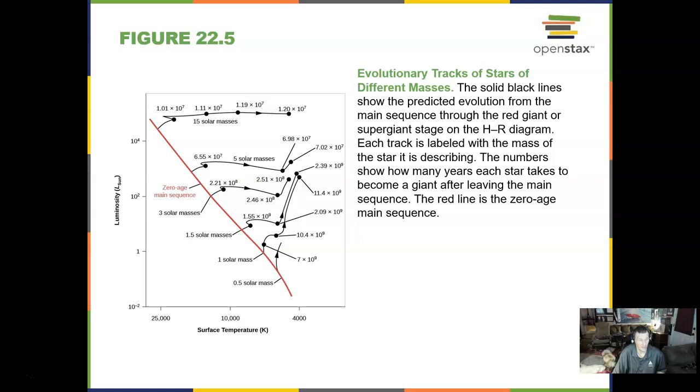We talked a little bit in chapter 21 about stars leaving the main sequence and how they evolve. Depending on how many solar masses a star has, how many times the Sun's mass it is, that will determine when and how it turns off the zero-age main sequence and evolves into an older star that's not doing fusion like the Sun.